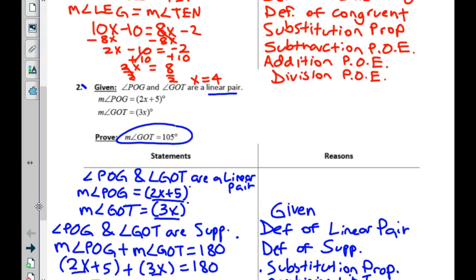Number 2 on your notes, the linear pair. A linear pair reminds me of number 1 on the assignment. Number 1 on the assignment is supplementary, so it actually starts at this step right here. Okay? So it's a lot shorter.